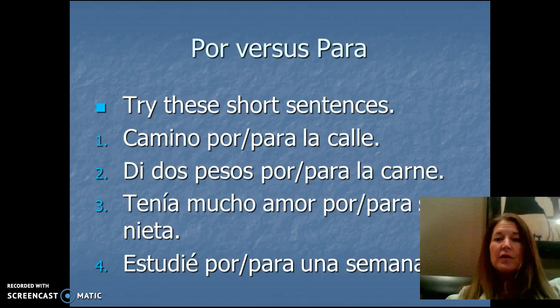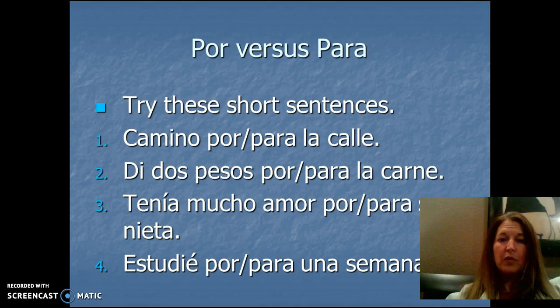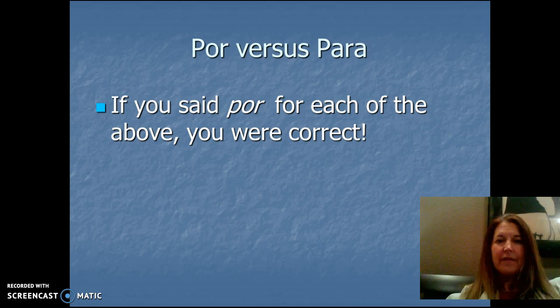So try these short sentences. Let's look at number 1. Camino por or para la calle. Let's decide. That looks like movement. You're not going towards the street. You're walking along the street. Okay, you're going to go ahead and try to do 2, 3, and 4. If you said por for each of the above, you were correct. So hopefully you did that on your questions.